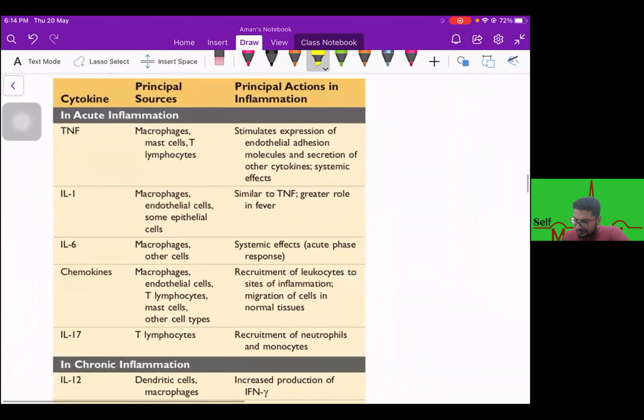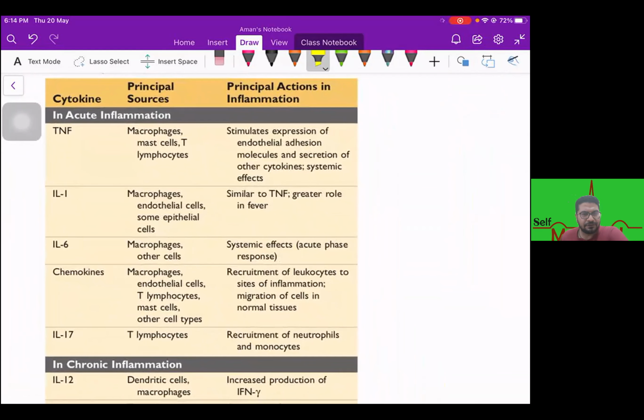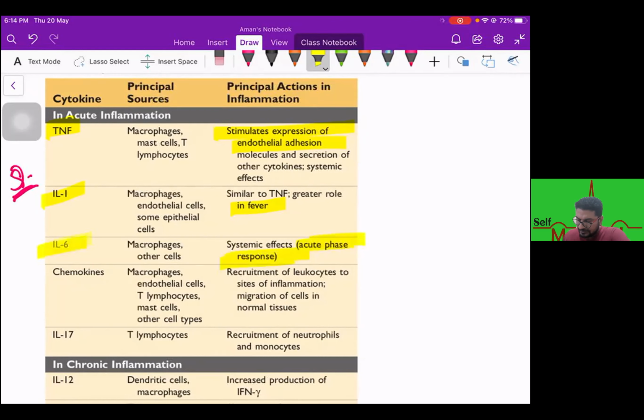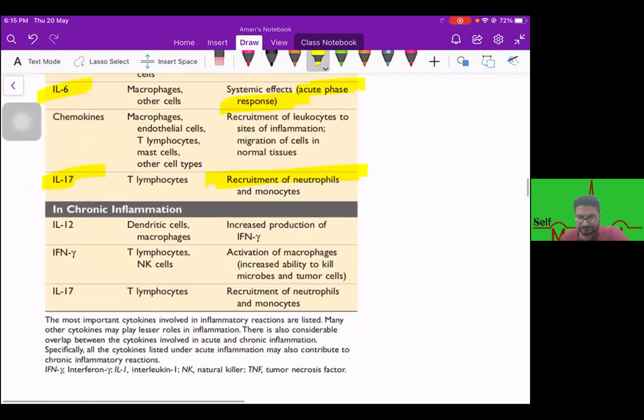If I say the cytokines and inflammation, understand their roles. TNF will stimulate expression of endothelial adhesion molecules. IL-1 has a good role in fever. This question already came in the exam. The IL-1 antagonist drug we use is anakinra. IL-6 is an acute phase reactant. IL-17 will cause recruitment of neutrophils.